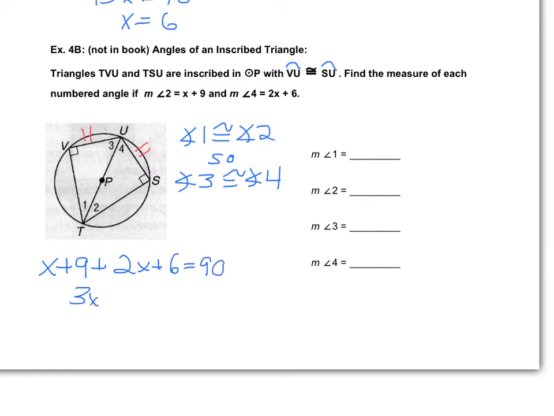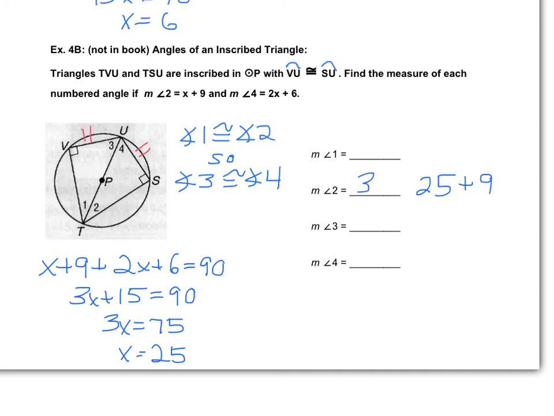Adding like terms, subtracting the 15, and solving, we get that x is 25. So angle 2 is just going to be 25, or x, plus 9, so we get 34.